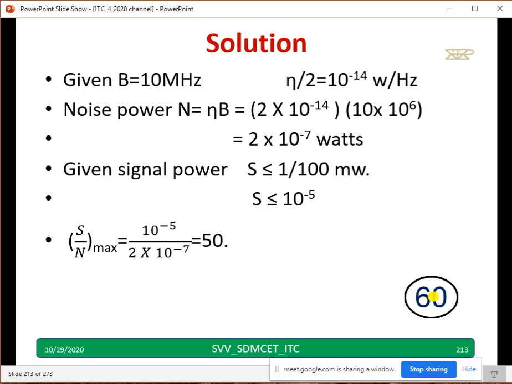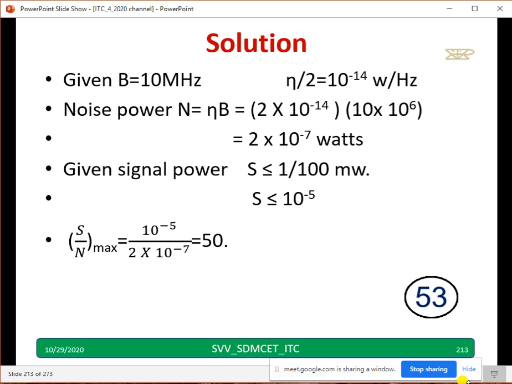Vijay Lakshmi, Pragati, Shivani, Shahasan, Shruti. I think Shruti has calculated S by N. Others are calculating. So let me go to the next slide. Otherwise, I'll wait for one minute because now I'm getting the answers from the students. S by N equal to 50. Most of the students are typing.